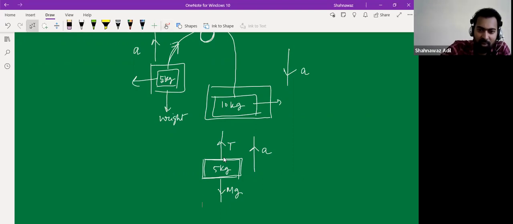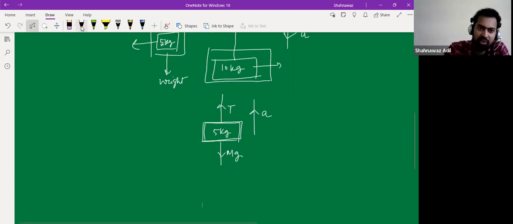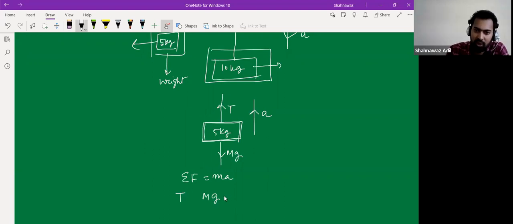So now what is left? We have to apply Newton's law of motion, the second law, right? So summation of all the forces will be what? Mass into acceleration, right? So what are the forces? Tension and weight, right? So we write the sign of this tension and mg according to what? The direction of acceleration. So the direction of acceleration is upwards. So the tension will be positive, right? And this is against the direction of the motion. So this is mg, right? So this is the first equation.